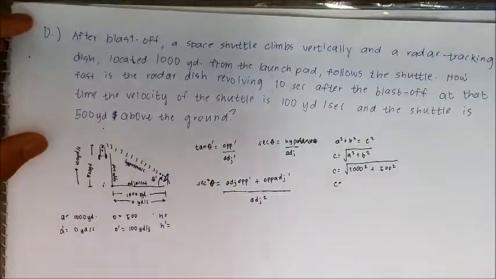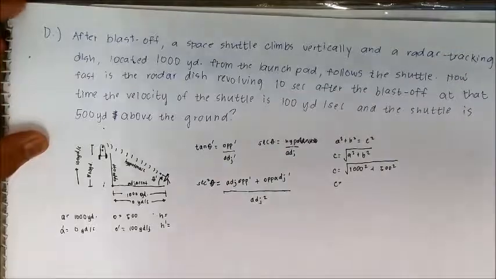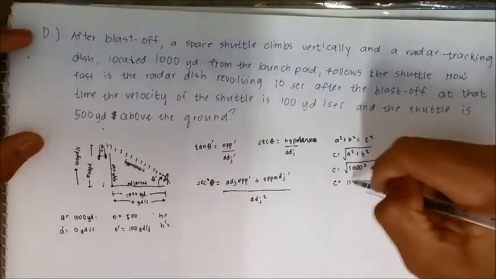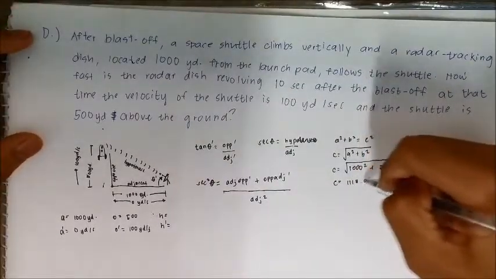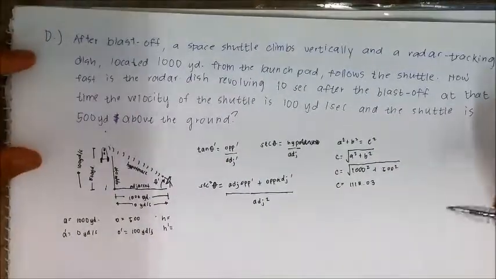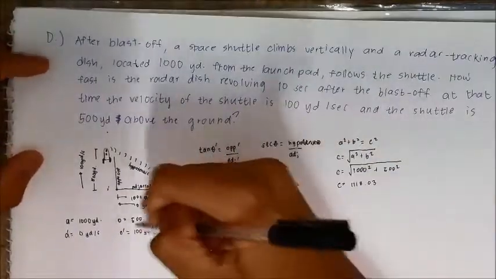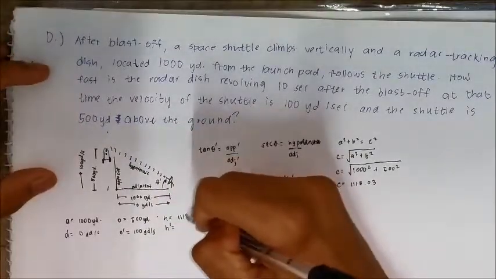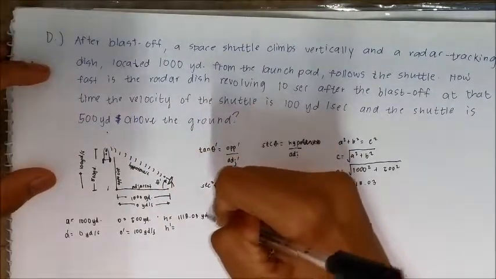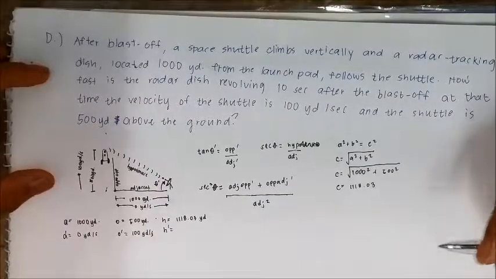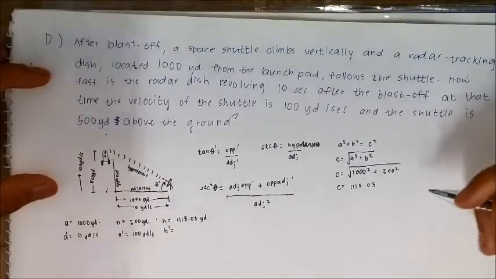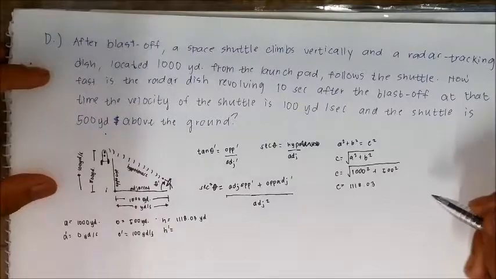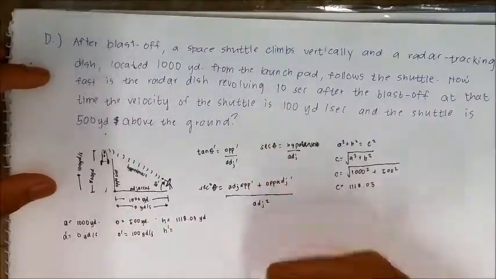Using a calculator, the answer is 1180.03. So the hypotenuse is 1180.03 yards. Now that we have that, we can substitute it here.